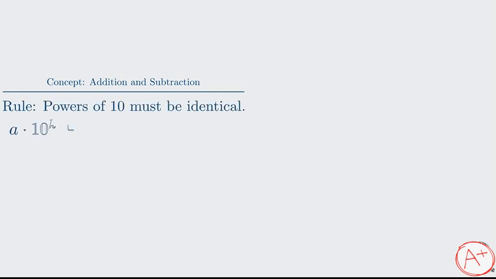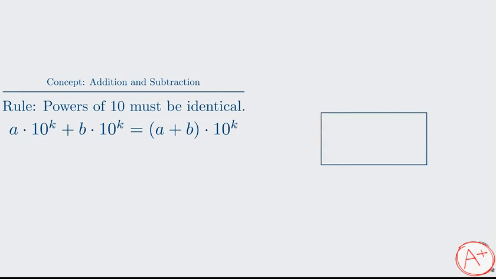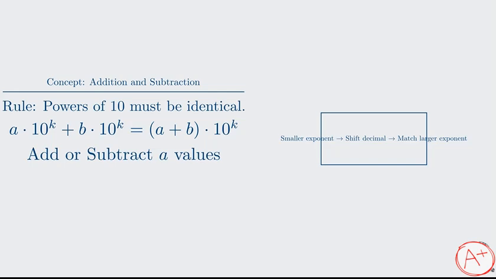To add or subtract numbers in scientific notation, we must ensure the powers of 10 are identical. This allows us to use the distributive property to combine the coefficients. If the exponents differ, we follow a systematic process. First, identify the number with the smaller exponent. Next, rewrite it by shifting the decimal point so its exponent matches the larger one. Then, simply add or subtract the coefficients. Finally, always check that your result is in correct scientific notation with the coefficient between 1 and 10.